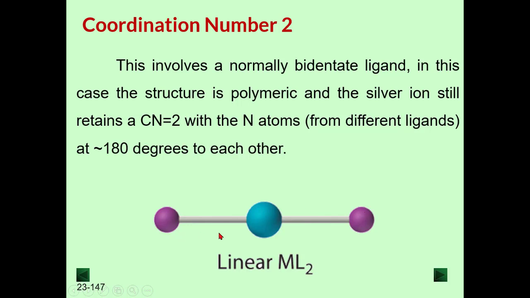2 means there are two ligands in this compound, and in modern structure elucidation, this compound has two ligands aligned at 180 degrees. So the final structure will be linear. This linear structure means they are far apart from each other, so that they have minimum repulsion.